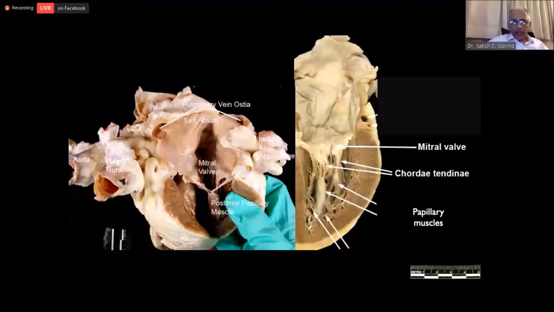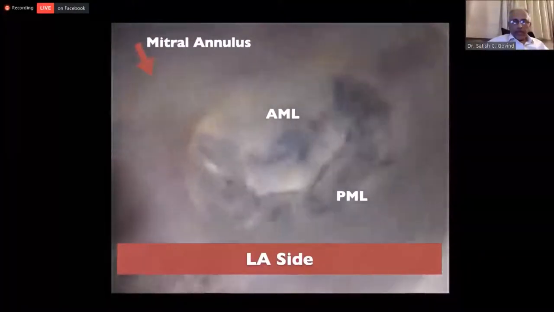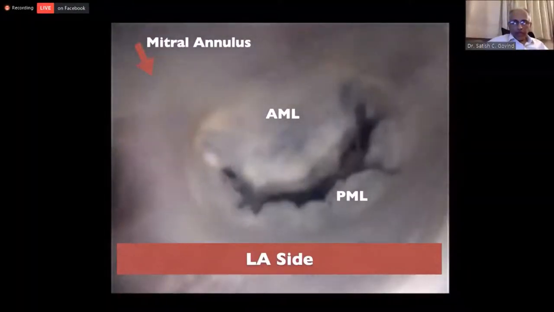Then the actual specimen, which is something we are all familiar with. Just going through this, you have the mitral valve, and then you can look at the chordae here, and then the papillary muscle. It looks so different from what we see on the 2D and the 3D. Let's go a little inside the mitral valve. This is from the left atrial side.